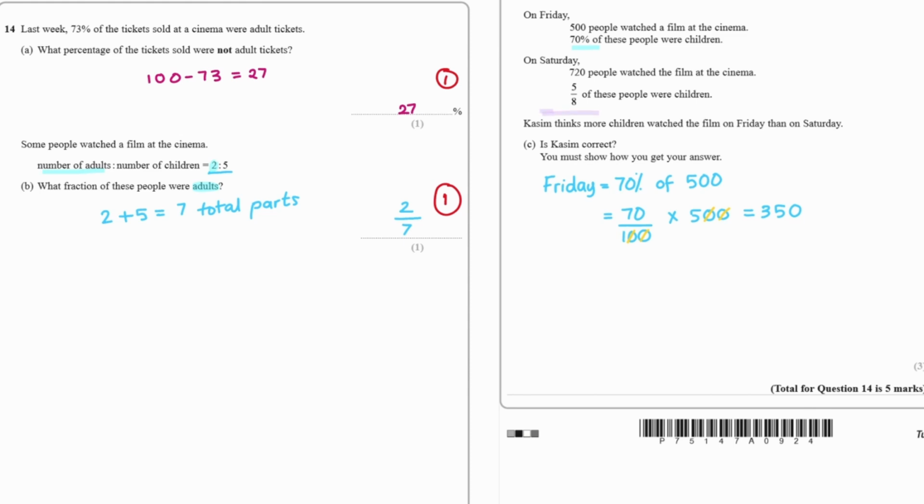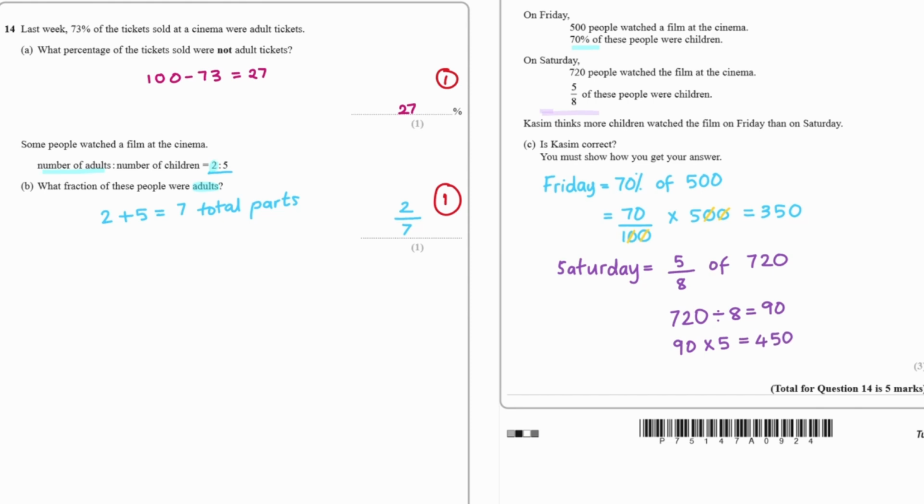For Saturday, we know that 5/8 of the people were children. So to work out the number of children, we can do 5/8 of 720. And to work this out, we would do 720 divided by 8. 72 divided by 8 is 9. So 720 divided by 8 would be 90. And then we would multiply 90 by 5. 9 times 5 is 45. So 90 times 5 would be 450.